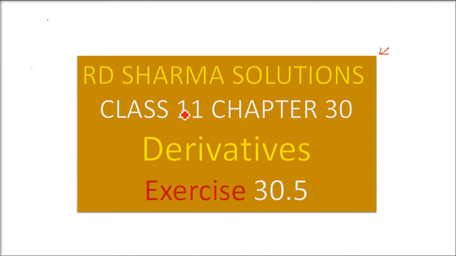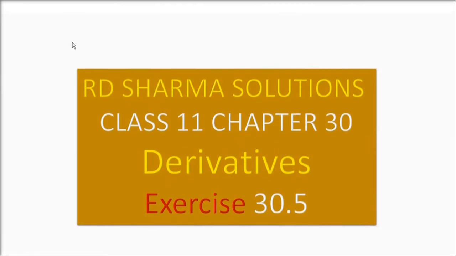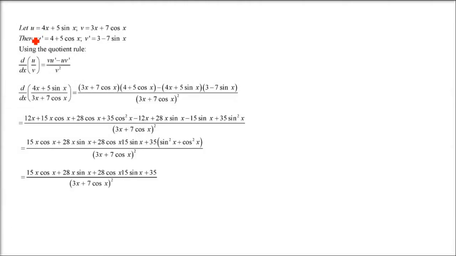This is R.D. Sharma solution, class 11, chapter 30, derivatives, exercise 30.5. Now this is question number 21, and all the questions which are coming next are NCERT questions. So the function given here is (4x plus 5 sin x) divided by (3x plus 7 cos x).